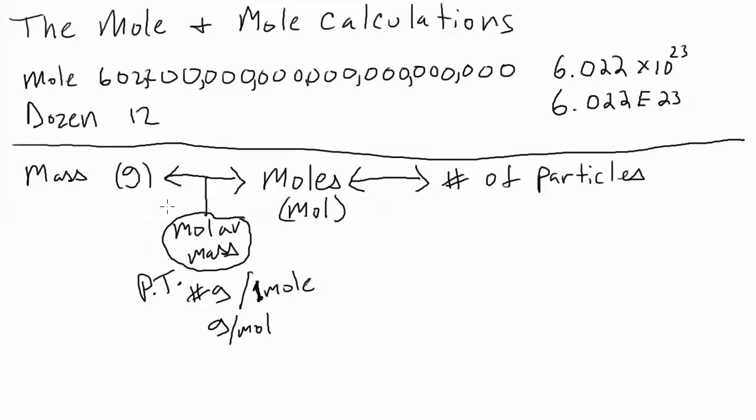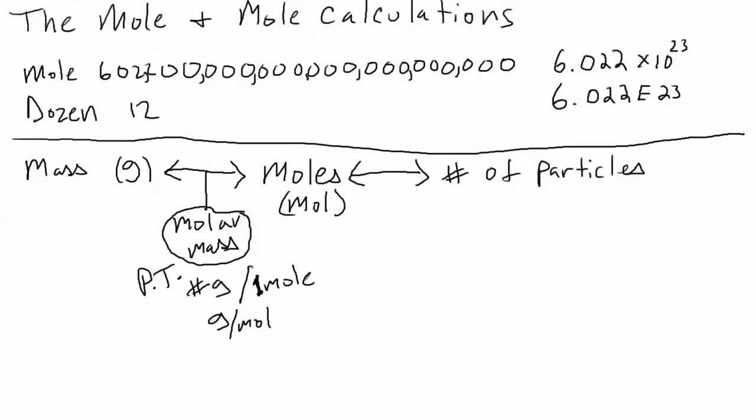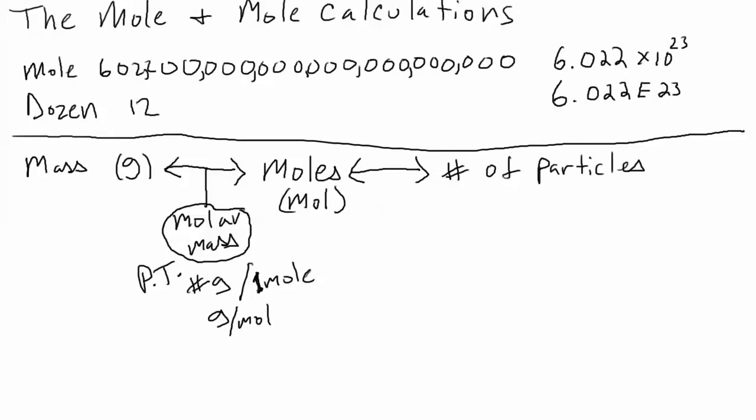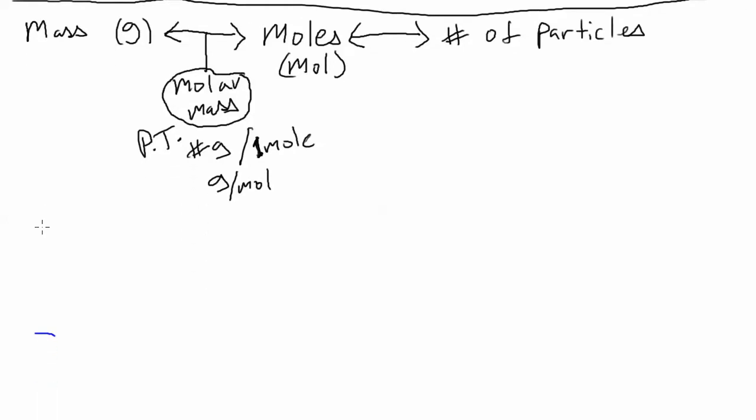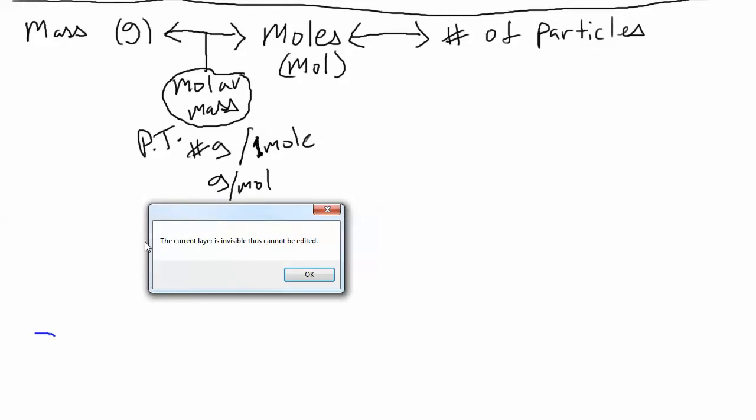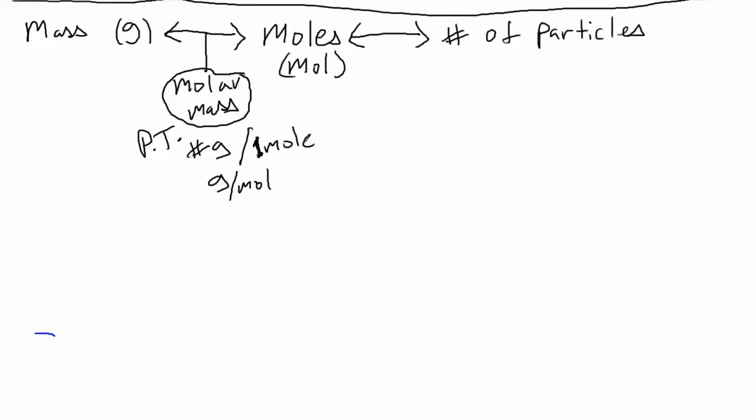And the molar mass is really important to us because the molar mass allows us to convert back and forth between the mass of something and the number of moles of something. So let me show you an example of that. Let's say I had 37 grams of, let's say iron.